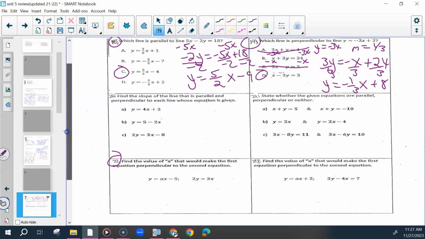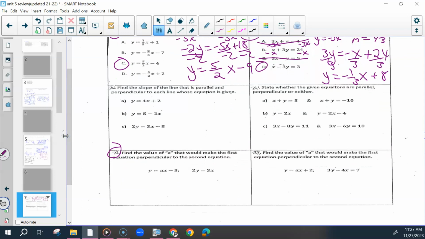For 22, it says find the value of A that would make the first equation perpendicular to the second. So we first have to solve this. Divide both sides by 2. And if we were to put in something that's perpendicular to the second one, what would A equal? Negative 2.